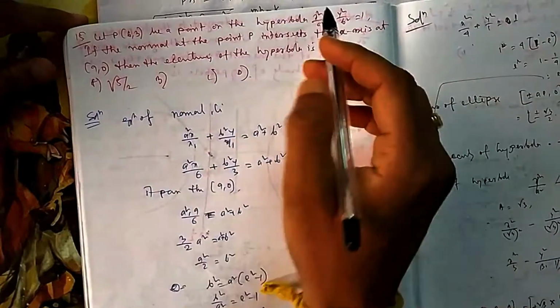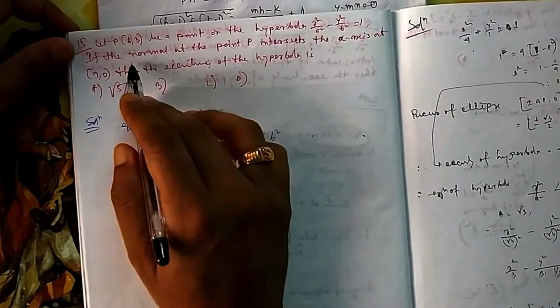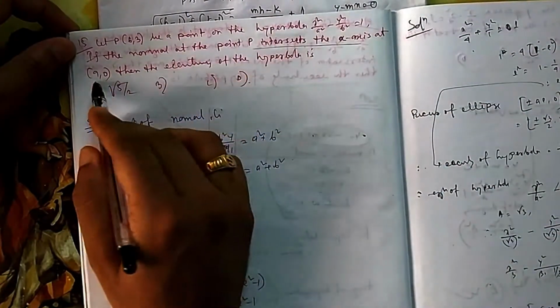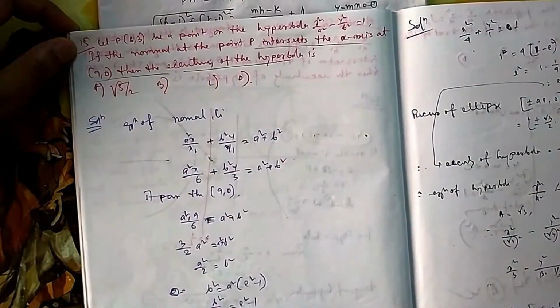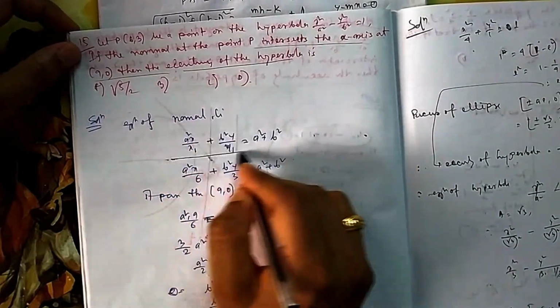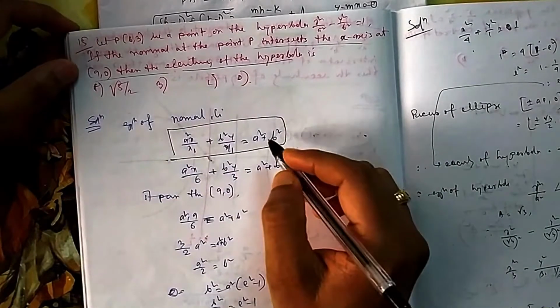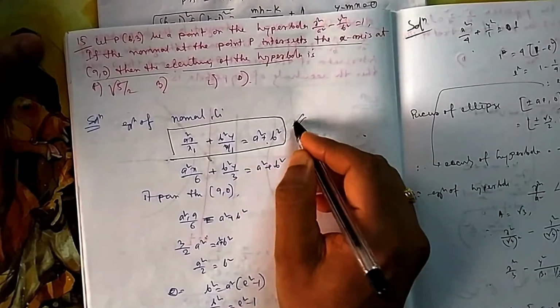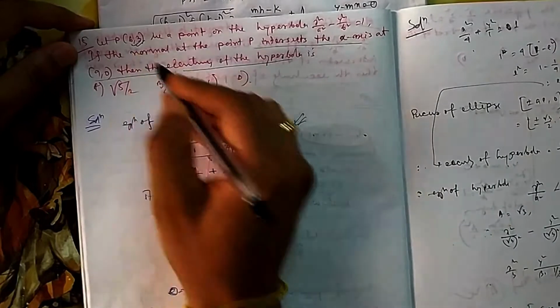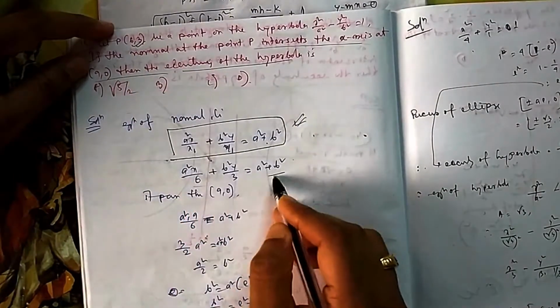Now if you come to 15, let P be a point on the hyperbola, if the normal to the point P intersects the x-axis at 90, then find the eccentricity of the hyperbola. Okay, what is the equation of the normal? You have to remember it, or you can derive it from the tangent equation. So this is the equation of the normal because they have given you one point. So if you put the point x1, you get this equation.